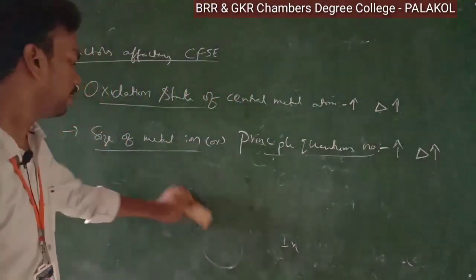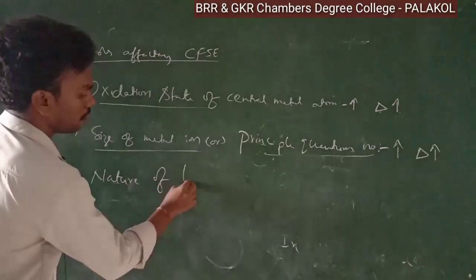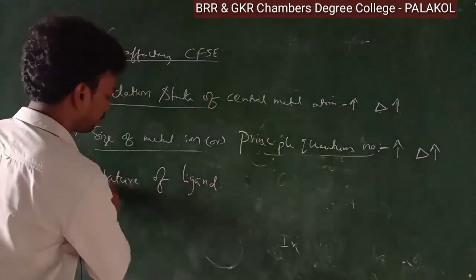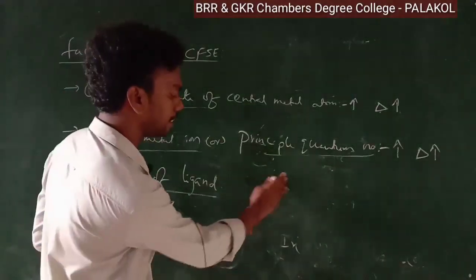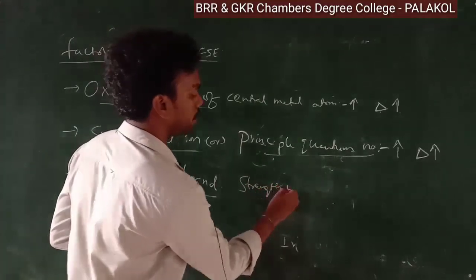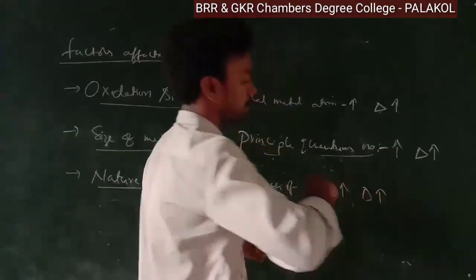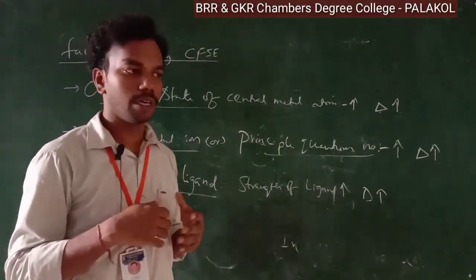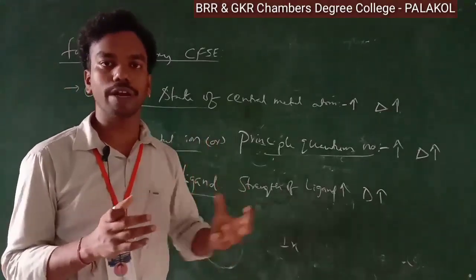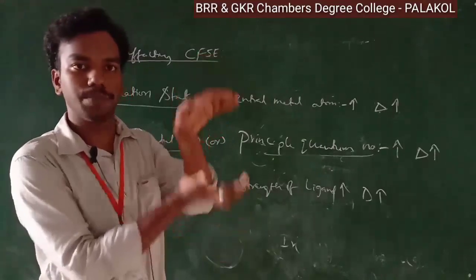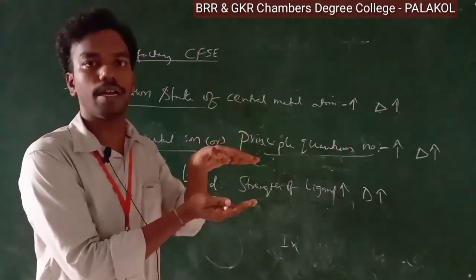And the third factor is the nature of ligand. The crystal field stabilization energy increases with the increase in the strength of the ligand. As the strength of the ligand increases, delta increases. What are strong field ligands? Those ligands which cause large splitting are called strong ligands. Those ligands which cause small splitting are called weak ligands.